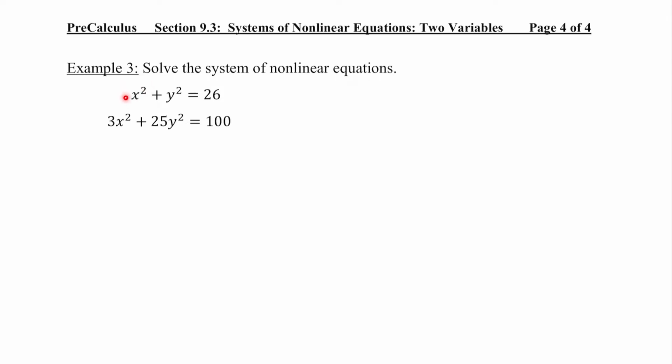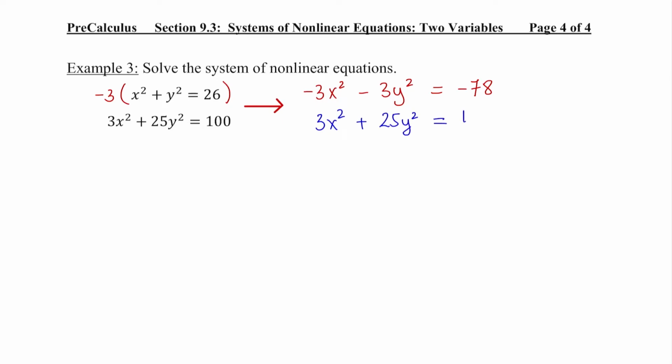The coefficient here is 1, and this coefficient is 3. In order to use the addition method, I want the coefficients to be opposite. So this is 3, I want this to be negative 3. I am going to multiply both sides of this equation by negative 3. So I have negative 3x squared minus 3y squared equals negative 78. My second equation stays the same: 3x squared plus 25y squared equals 100. And I am going to add the two equations.